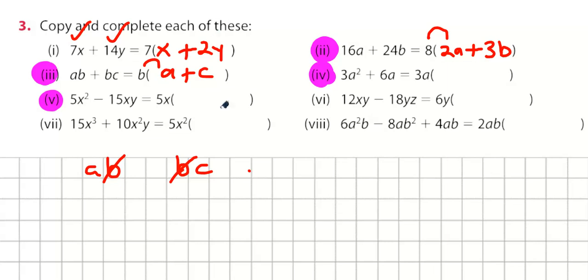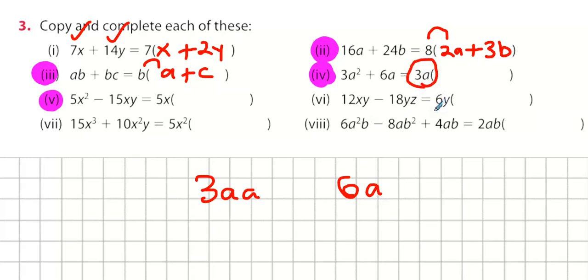Okay, what about the next one after that then? 3a squared, what's that mean? 3a and 6a, isn't there? What did we take out of both of them? We took out 3a, we took out a 3 and we took out an a. So what's left over? Take out an a, take out the 3. What's left over? a. What's 3a multiplied by a, if you multiply it out?